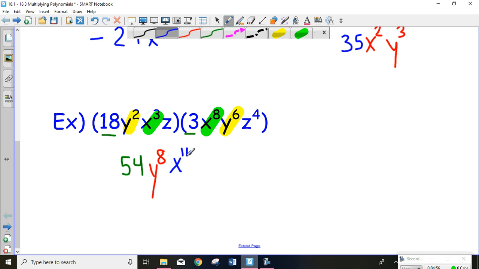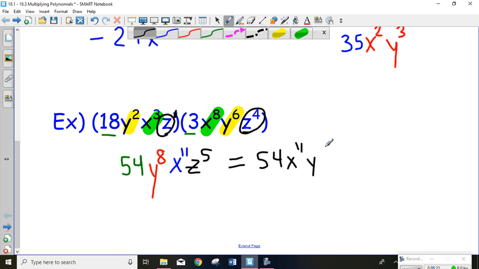And then last, here I have my z to the 4th. And so again, there's an understood 1 exponent on that first z. So here I would get z to the 5th power. It doesn't matter which order your variables are in. A lot of people like to go alphabetical order. So sometimes you might see this answer as 54 x to the 11th, y to the 8th, z to the 5th. I would accept either one of the answers as long as you have the right exponents.